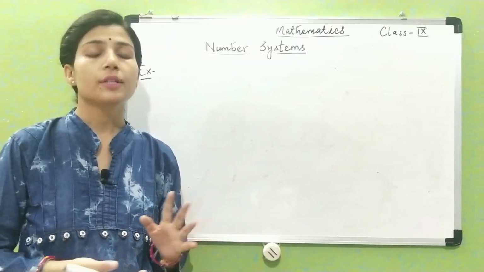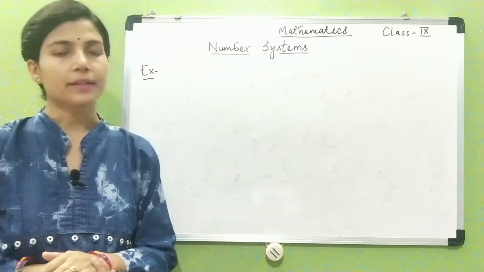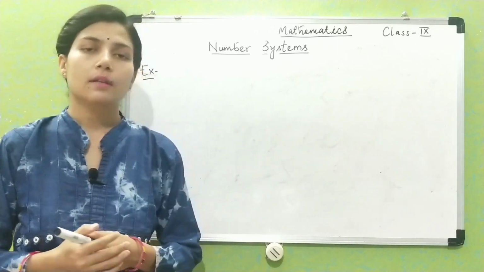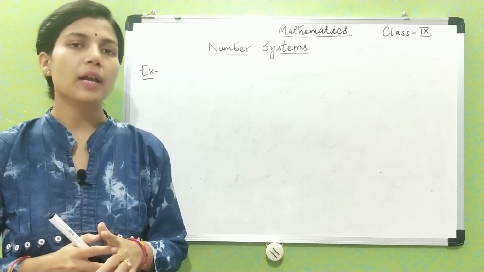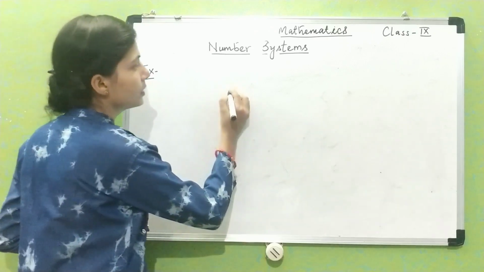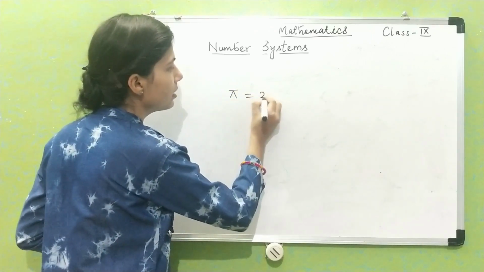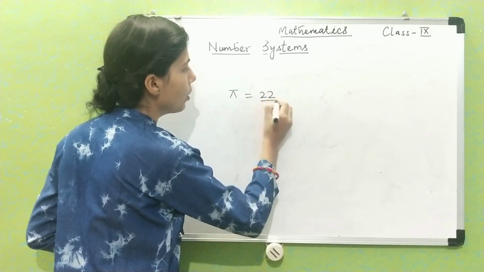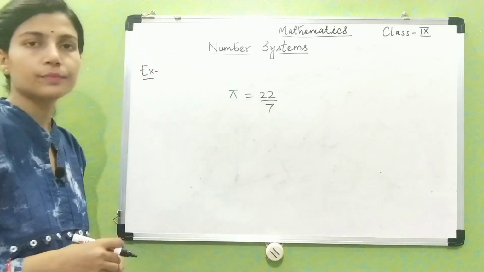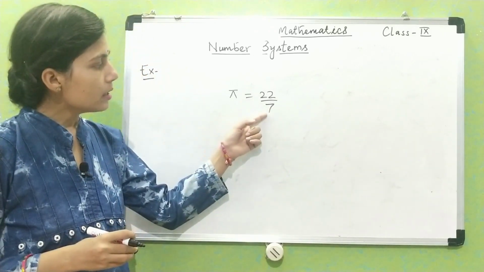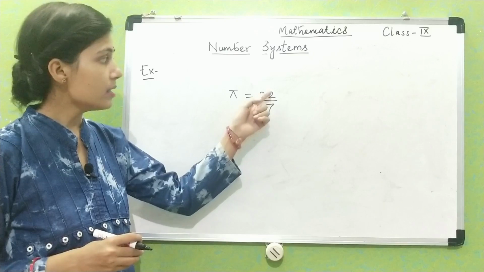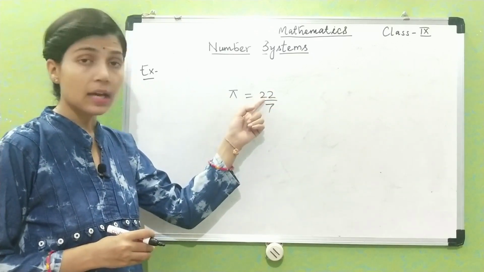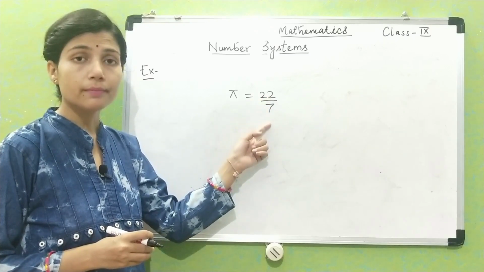Okay, so students, one question coming to mind. We have already solved many questions where we use the value of pi, that is 22/7. So it seems like this is a rational number because it is written here in p/q form.